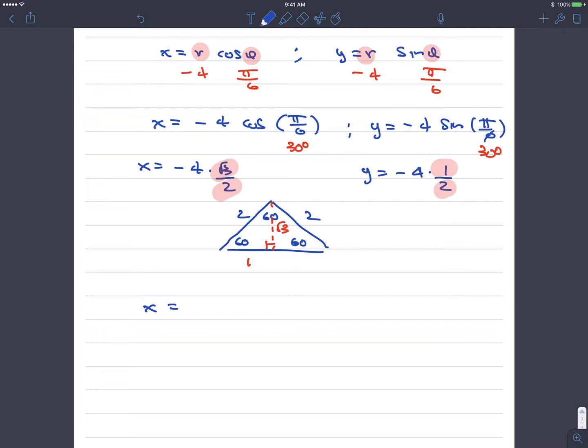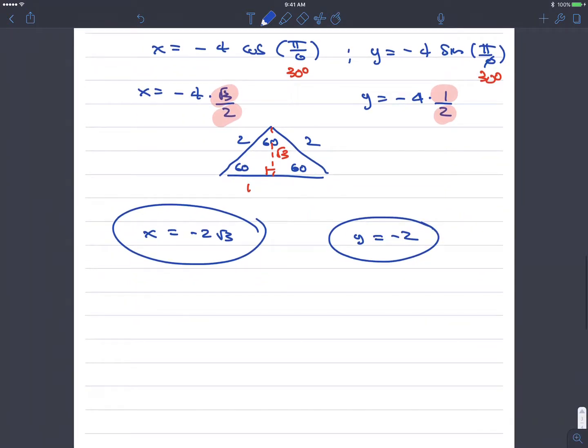So let's simplify this. x will be negative 2 square root of 3. And over here, what is y going to be? Negative 2. So the Cartesian coordinate system here will give us, or the rectangular coordinates, is (negative 2 square root of 3, negative 2). Here's what you have.